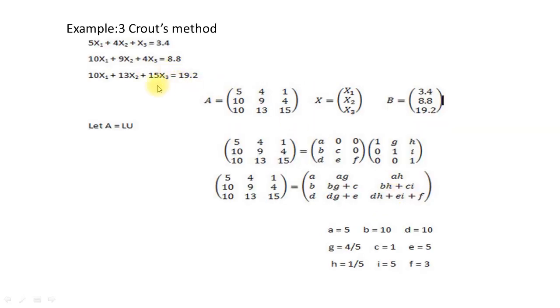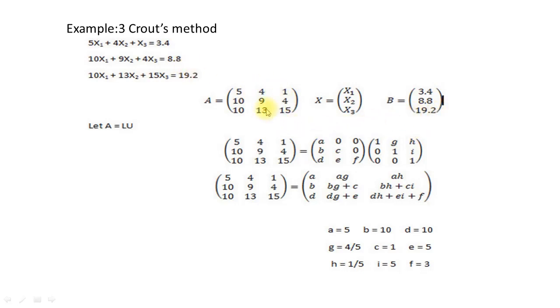Now another system: 5x1 plus 4x2 plus x3 is equal to 3.4, and 10x1 plus 9x2 plus 4x3 is equal to 8.8, and 10x1 plus 13x2 plus 15x3 is equal to 19.2. So first of all, write the system in matrix form. This is matrix A, this is the coefficients matrix, this is the unknown matrix, and this is the constant matrix. At the right hand side, we obtain 3.4, 8.8 and 19.2.